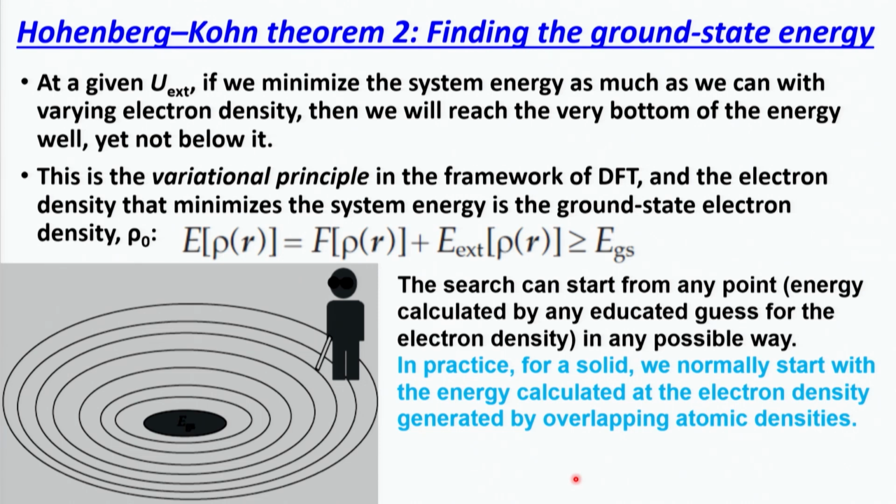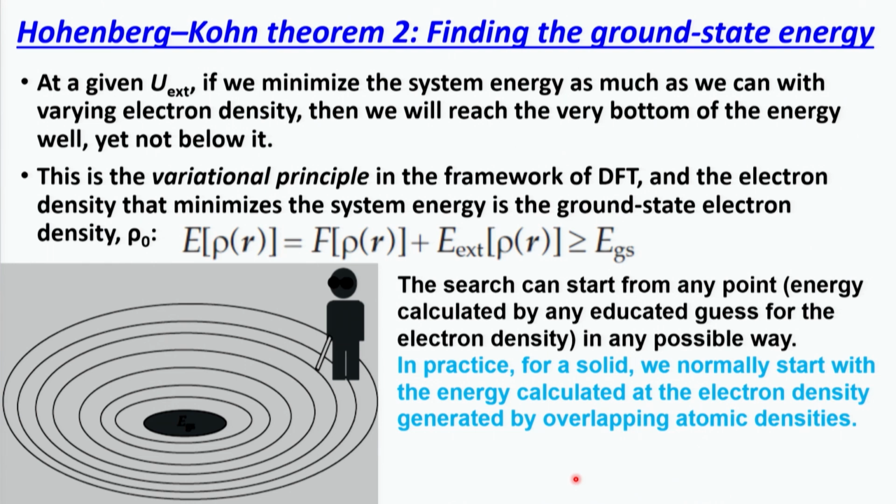How do we find the ground state? At a given external potential, if we minimize the system energy as much as we can by varying the electronic density, then we will reach the very bottom of the energy well, yet not below it. That means we can get the ground state energy. And this is the variational principle in the framework of DFT.